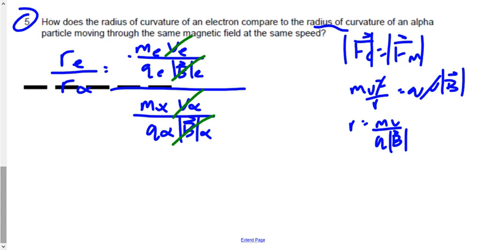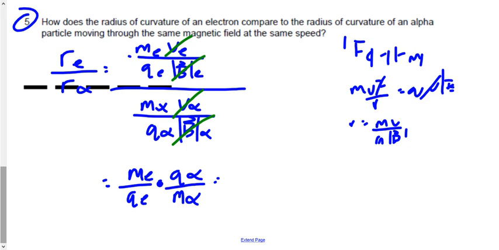Let's simplify this a little bit. Divided by m over q, same as multiply by q over m, the reciprocal. So I'm going to do that: me over qe times q alpha over m alpha. Now we know all these numbers. We sub them in. Here, let's actually sub them in here. I wasn't going to do that, but I will.